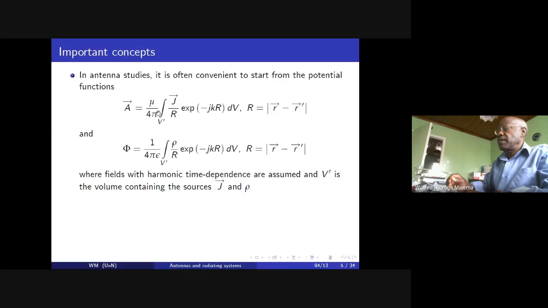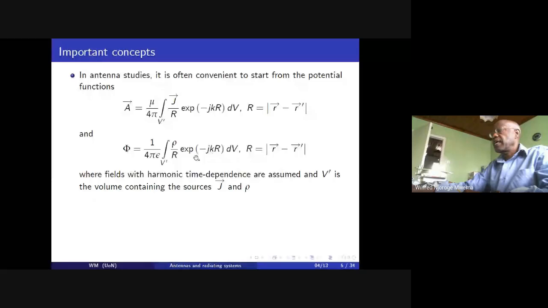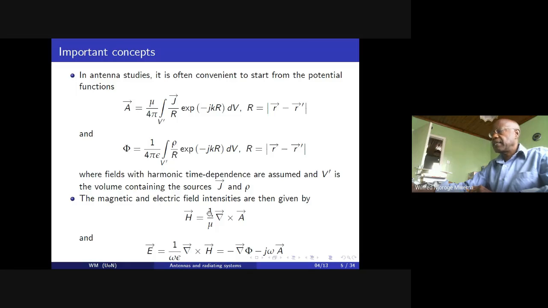And you recall that the vector potential and the scalar potential are given in their retarded form, where the retardation is given by the propagation factor, the exponent of minus jkr, where r is of course the distance of the field point from the source point. So the fields here have been assumed to have a harmonic time dependence, and V prime is of course the volume that contains the sources of the electromagnetic fields, which are the current density and the charge density. So the magnetic and electric field intensities are then obtained from the curl of A.